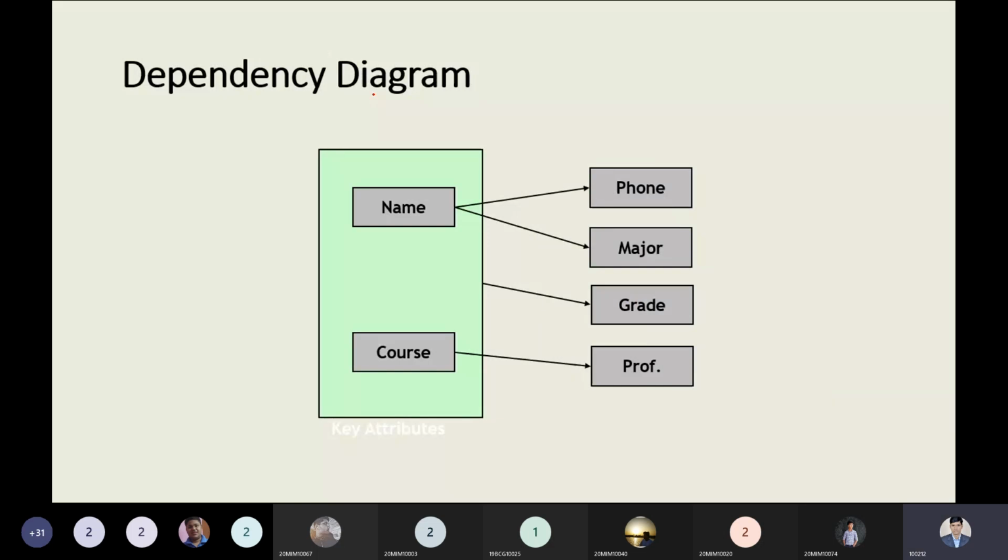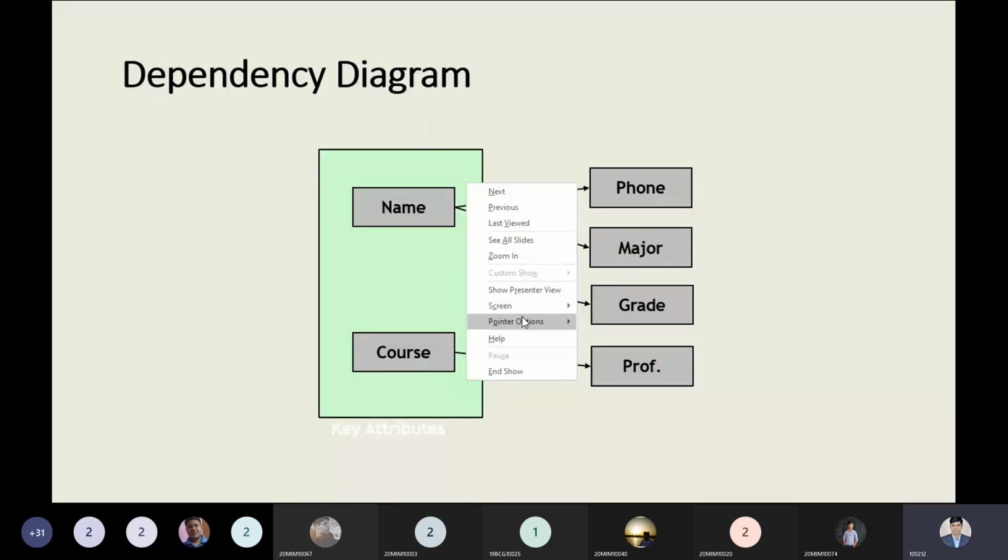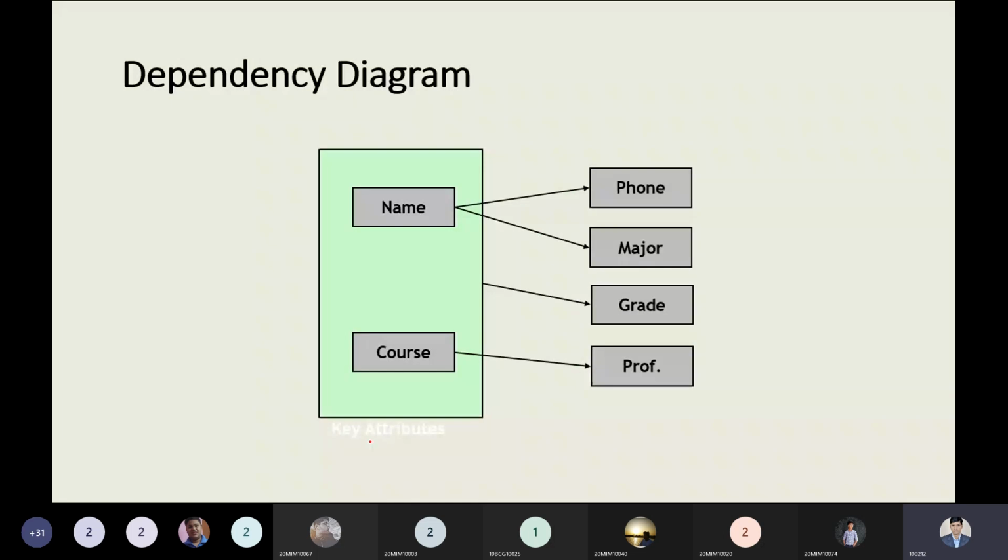Now you can observe what you are seeing over here. The dependency diagram is saying to us what we already discussed: phone number and major depend on the name. This is the one case we have to keep in mind. And this is the key attributes. The point to keep in mind is that this is the key, name and course, and we are determining phone number, major, grade and professor.